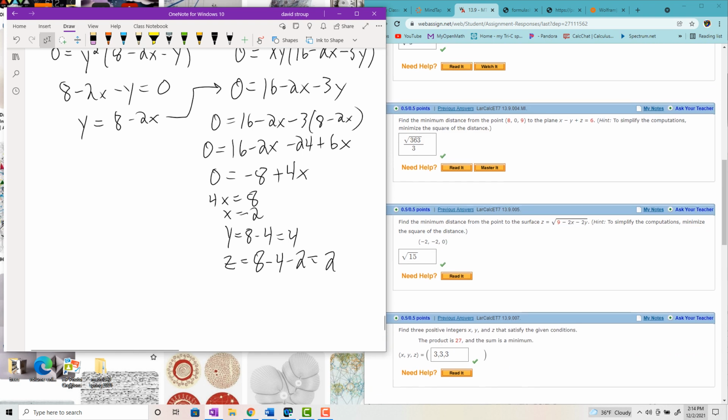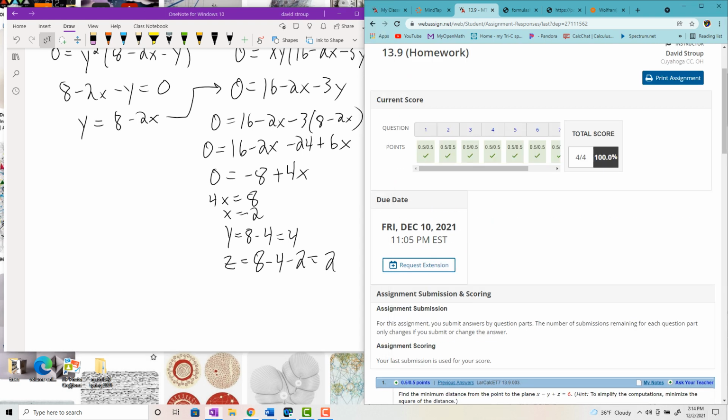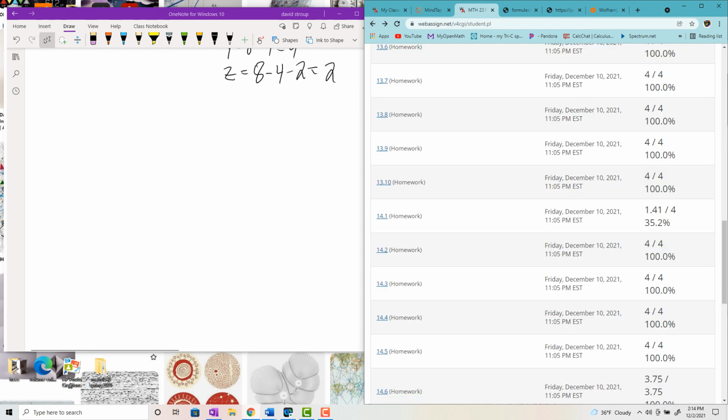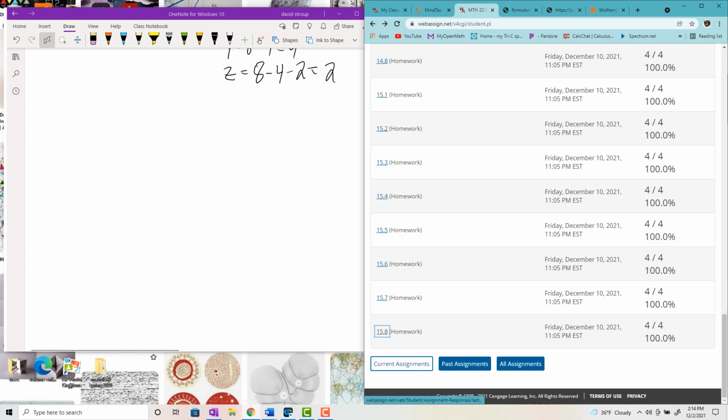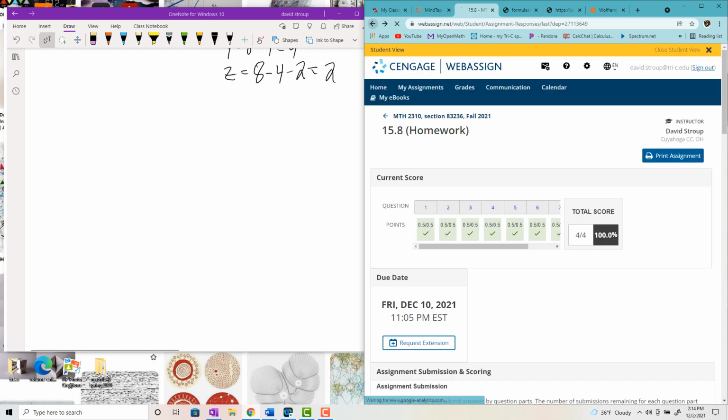Okay. Finally, then 13.10 is the Lagrange stuff. So basically all you're doing there is taking the gradients and setting them equal to each other. You get the same answer. Whoops, I wish we were in 15.8 already.